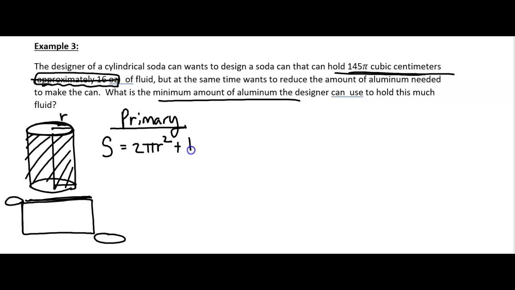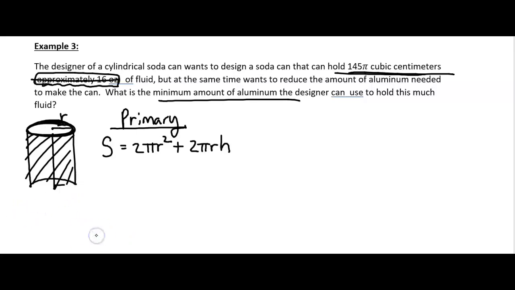Now, we know something else, though. We don't want to make this harder than it needs to be by having too many letters. This base, actually, we can know what that is. The base is exactly the length of the circumference of that circle. So the base is actually 2 pi r. So instead of base times height, I'm going to do 2 pi r times height, because the base of this rectangle is equal to the circumference of the circle on top, and the circumference of a circle is 2 pi r.